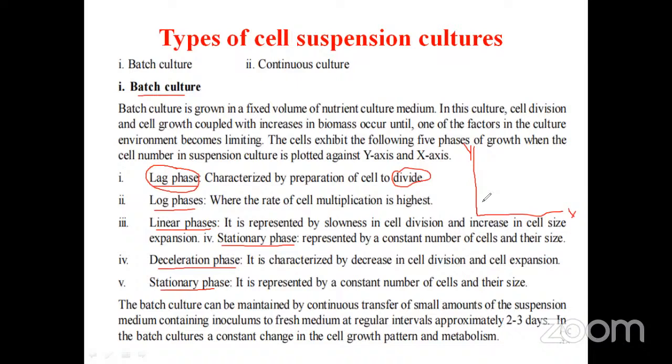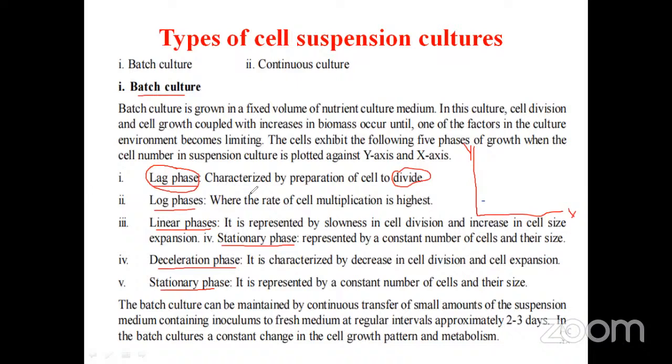There is no growth. Just starting like this. Stable. What happened during the lag phase? During the lag phase, all metabolic activities develop. These metabolic properties are required for the next stage. That is the lag phase stage.